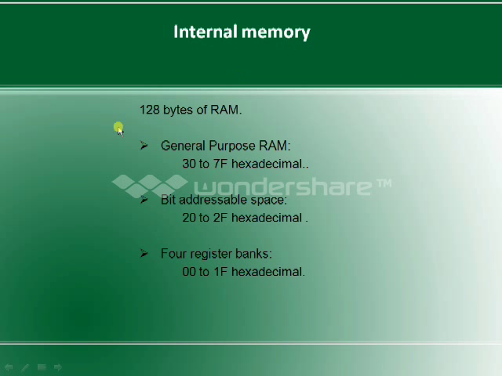Now, the internal memory has 128 bytes of RAM, and this 128 bytes of RAM is divided into 3 parts. The initial addresses, 00 to 1F, are register banks. These locations will be holding the registers, which are called banked registers. 20 to 2F is called the bit addressable area; we'll discuss this later. And 30 to 7F is general purpose RAM, where the data values are stored, and these locations are also used by the stack.